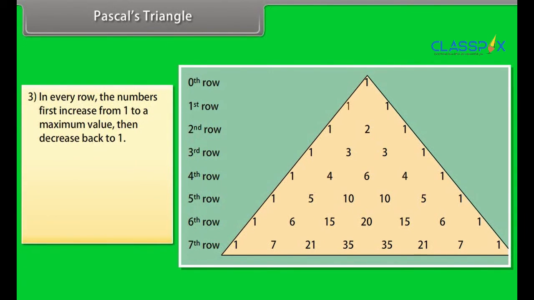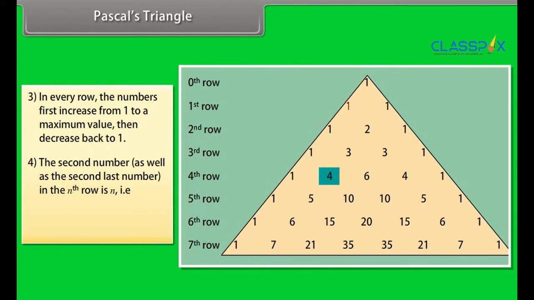In every row, the numbers first increase from 1 to a maximum value, then decrease back to 1. The second number as well as the second last number in the nth row is n, that is, nC1 is equal to nCn−1 is equal to n.